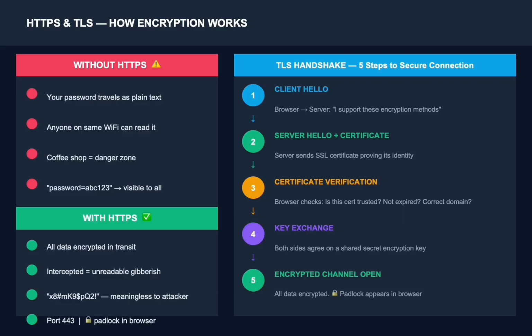Look at the left side of this slide. Without HTTPS, your password travels in plain text. Anyone on the same Wi-Fi, a coffee shop or an airport can literally read it. Your password is visible as plain text in the network traffic. Think about that. You are at Starbucks logging into your bank. Without HTTPS, the person at the next table with a simple tool can see your password. With HTTPS, the same data becomes an unreadable format. That little padlock in your browser means this encryption is active.